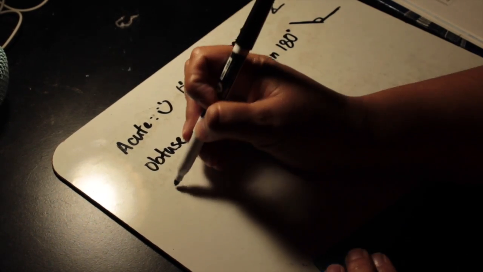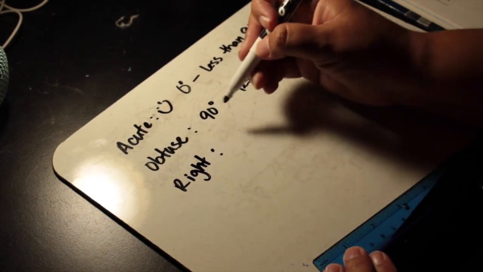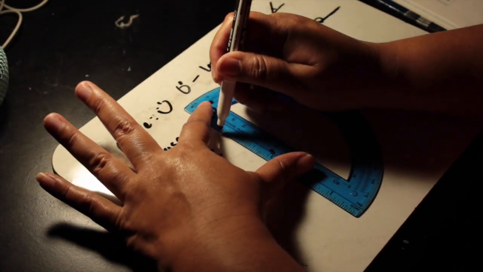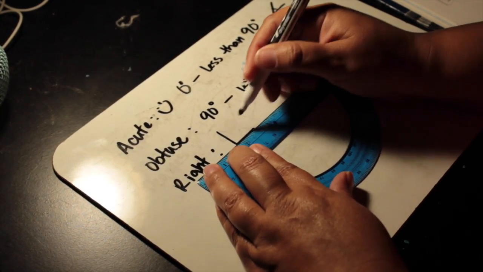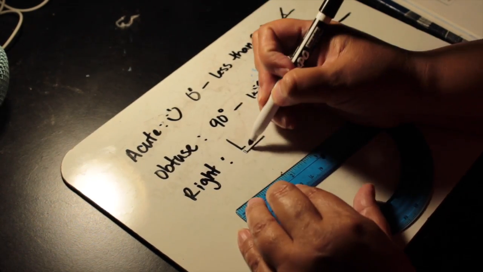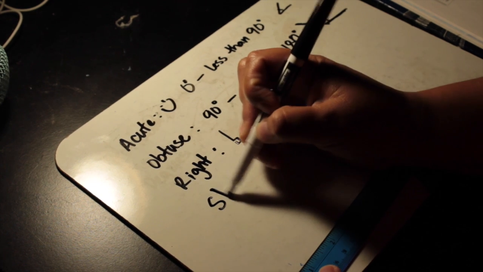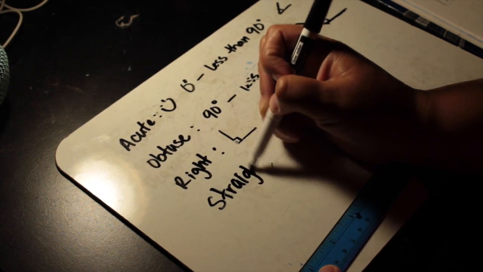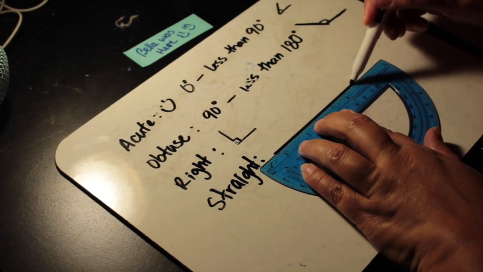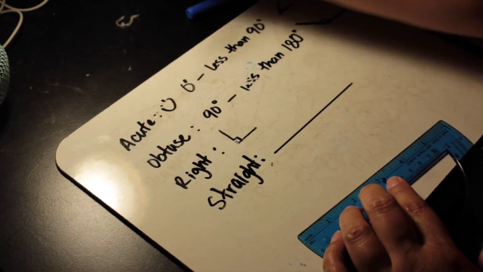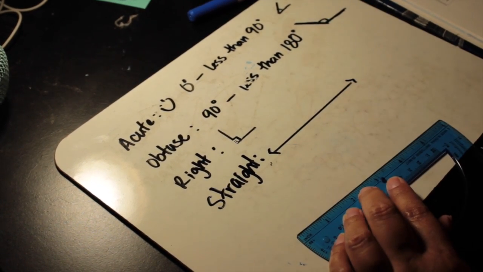And then a right angle, you guys already know what a right angle is, and that's exactly 90 degrees. So let's just draw a right angle, and then we'll do a little square for the right angle. And then a straight angle is actually just a straight line. It's exactly 180 degrees. All right, so those are the different angles.